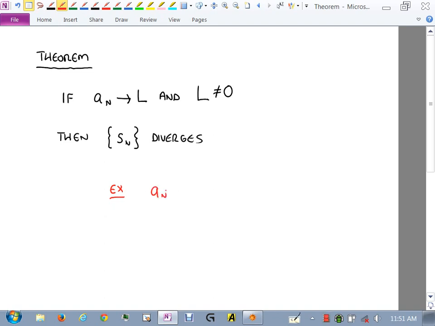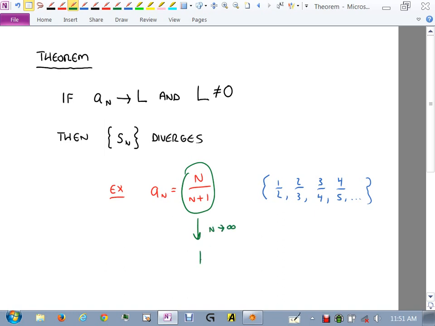The sequence a sub n equals n over n plus 1. If you write this sequence out, it's 1/2, 2/3, 3/4, 4/5, right? That's what it's doing. If I start adding these up, notice that when you take this limit, let n go to infinity here, what do you get as n goes to infinity here? You get 1, right?